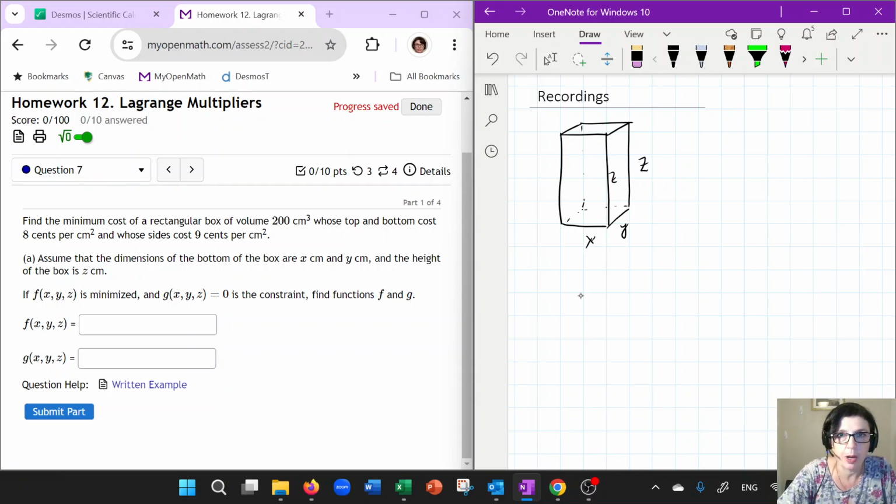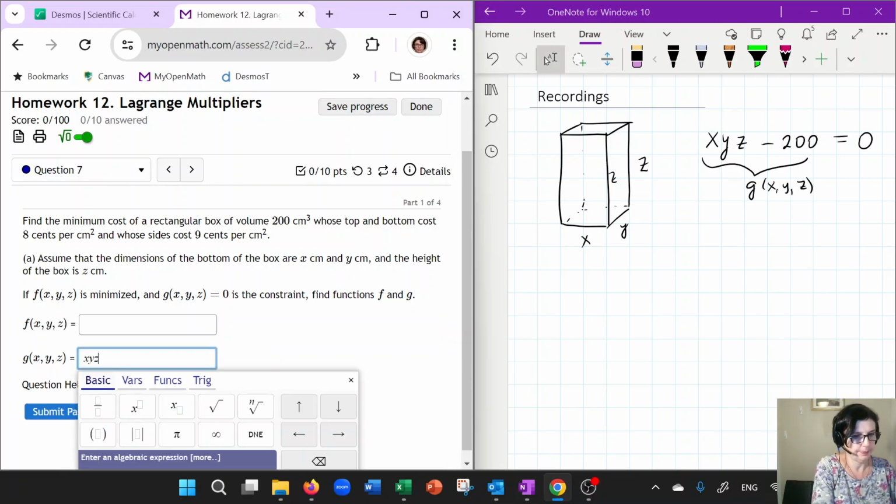So the volume of a box with height z and length and width x and y will just be a product of x, y, z. And then if I move the 200 to the other side, that's going to be 0. So this right here is the g of x, y, z.